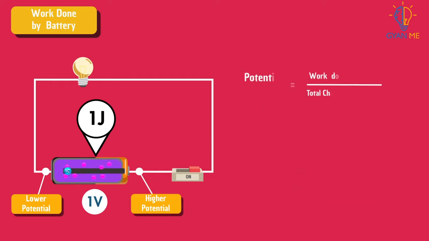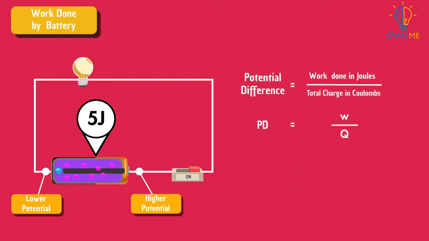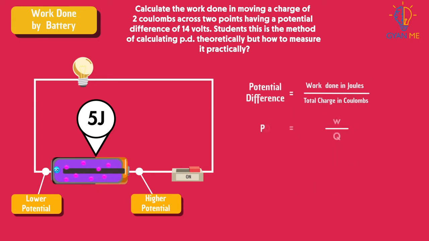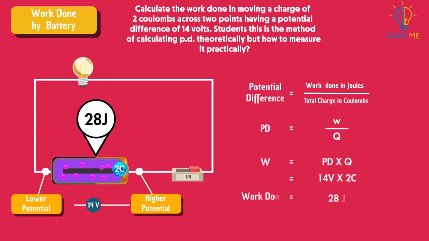In a similar way, if 5 joules of work is done to move 1 coulomb of charge from a point of lower potential to a point of higher potential, the potential difference between these 2 points is 5 volt. Now students, try this by yourself. Calculate the work done in moving a charge of 2 coulombs across 2 points having a potential difference of 14 volts.